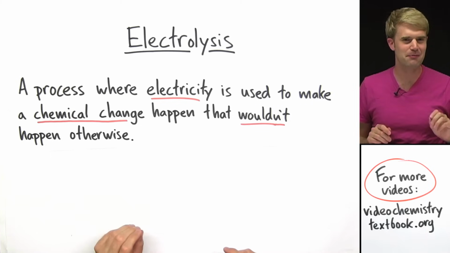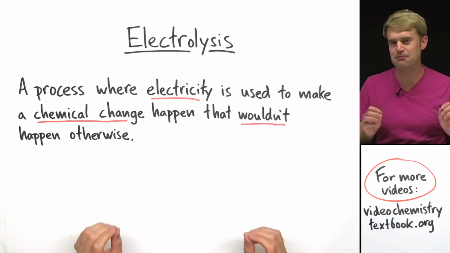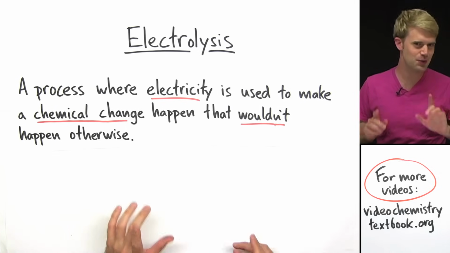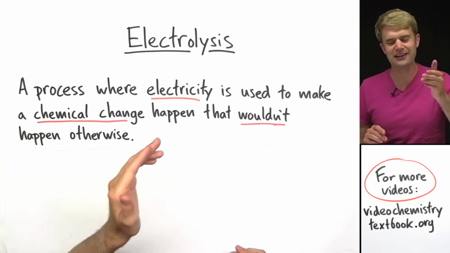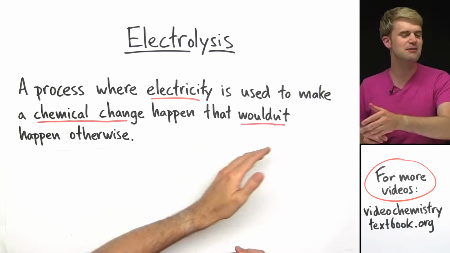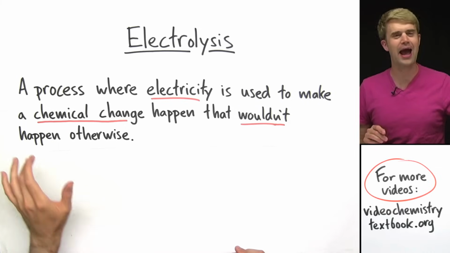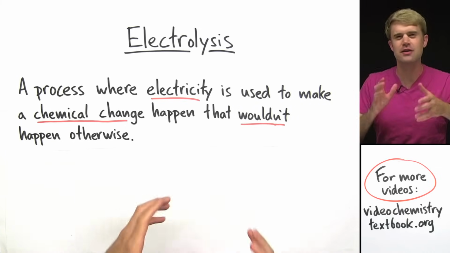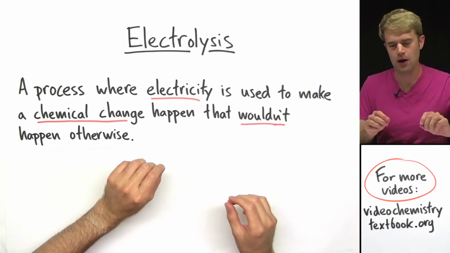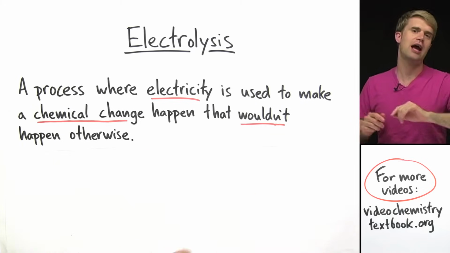Let's talk about the chemical process of electrolysis. I wanted to try to write the simplest definition that I could, so here's what I came up with. Electrolysis is a process where electricity is used to make a chemical change happen that wouldn't happen otherwise. So we have some kind of chemical change that doesn't happen on its own, but then we can use electricity to make that chemical change happen.